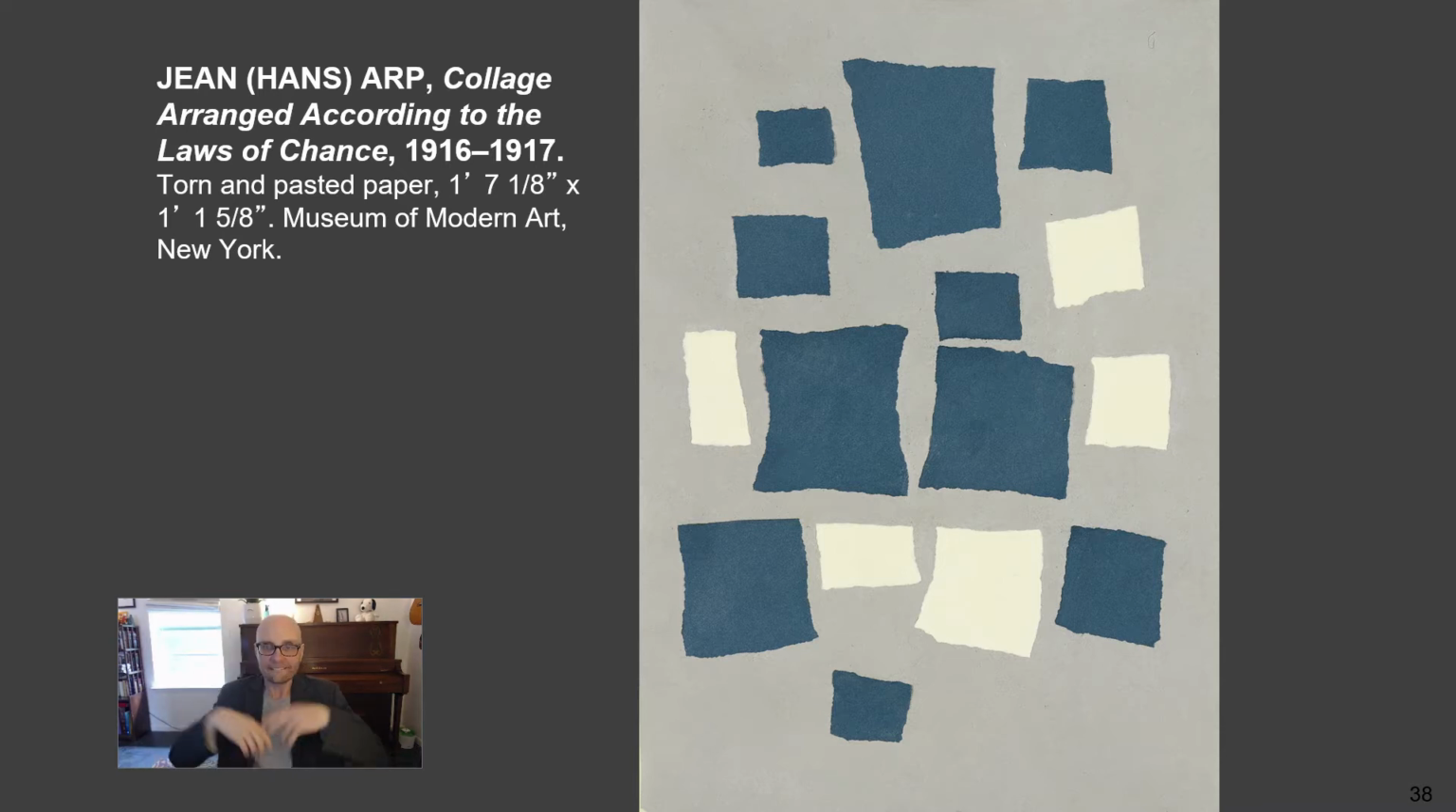And then he's taking these pieces, cutting them up, or tearing them up, I should say, at random almost. Well, that's exactly what he's doing. And then he's just throwing them down on the paper and then gluing them where they fell. He is using complete chance to make this design or pattern.